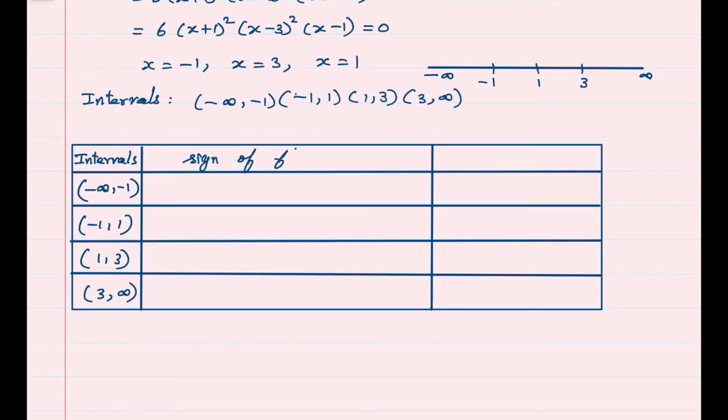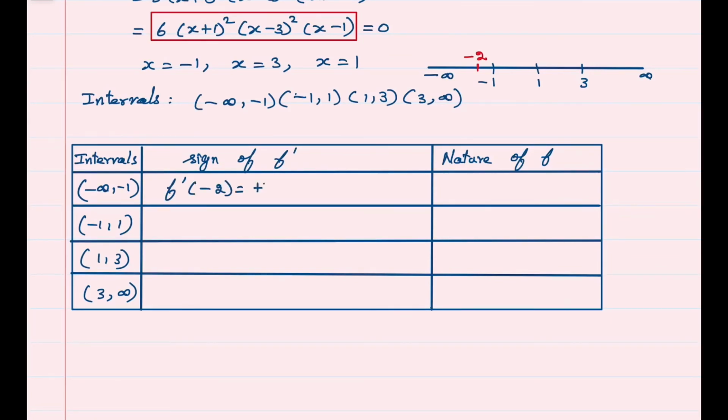Sign of f dash and nature of f. From the first interval, we will take minus 2 for checking. We will check in this factorization step. f dash of minus 2. 6 is positive. Because of whole square, the next two terms are also positive. The third term, x minus 1: minus 2 minus 1 is minus 3, which is negative. Product of these four terms will be less than 0. Therefore, f strictly decreases in this interval.